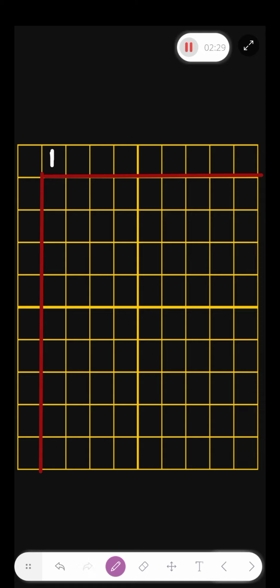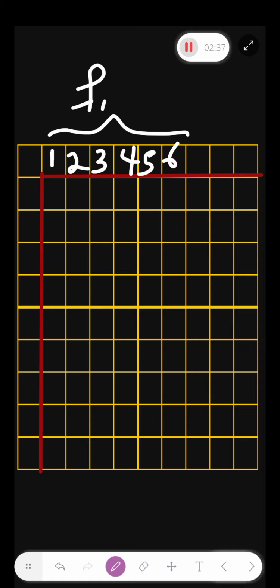One, I have two, three, 4, 5, 6. These are F of 1 up to 6. Okay, F1, F2, F3, F4, F5, and F6. And at the same time, I'll have F1, F2, F3, F4, F5, and F6 on the other side. Now let's go ahead with the multiplication.